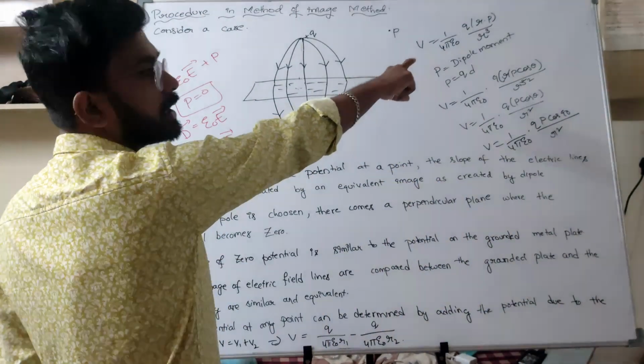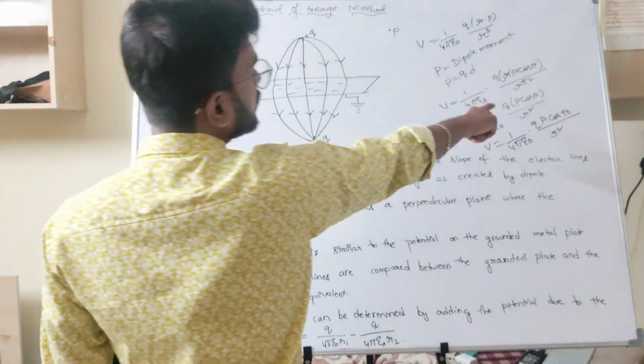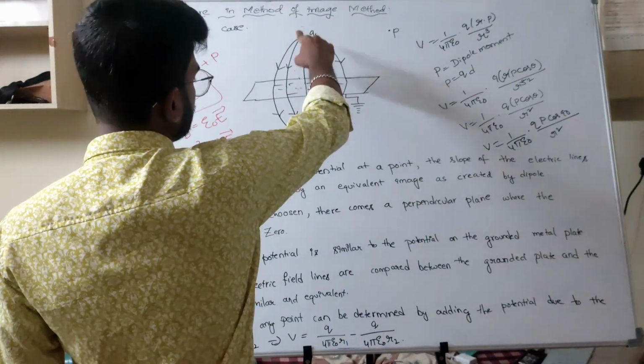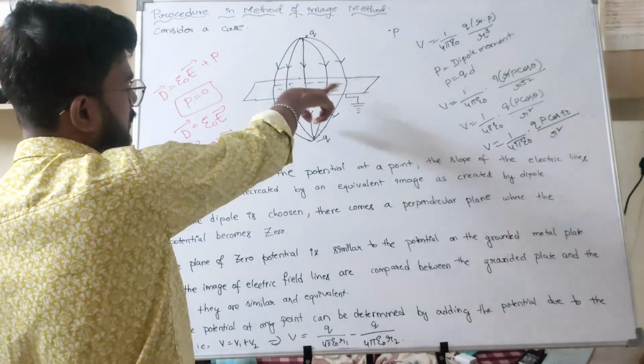So the potential formula for the dipole moment was given. So we chose cos theta, like R dot P equals R P cos theta. What is the angle here between the conducting surface and the potential?